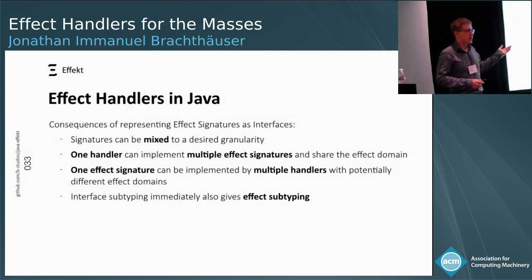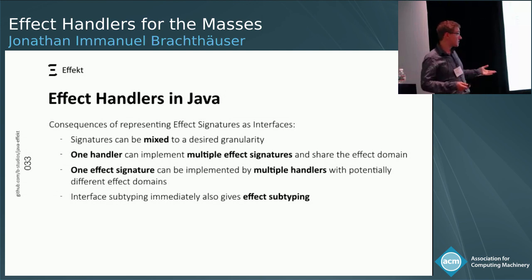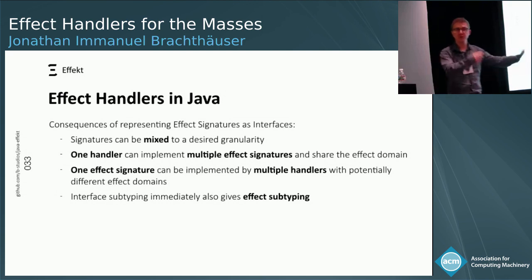One handler can at once implement multiple effect signatures, and thereby also share this effect domain, the knowledge of the effect domain that otherwise might be encapsulated. And obviously, also, one signature can be implemented by different handlers, because the Java interface can be implemented by different classes, right? So that's obvious at that point. At the same time, interface subtyping gives us effect subtyping. That is, if a handler implements multiple effect signatures, then it can also just be used for one of them.